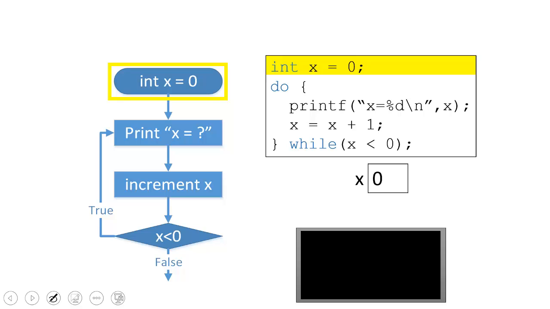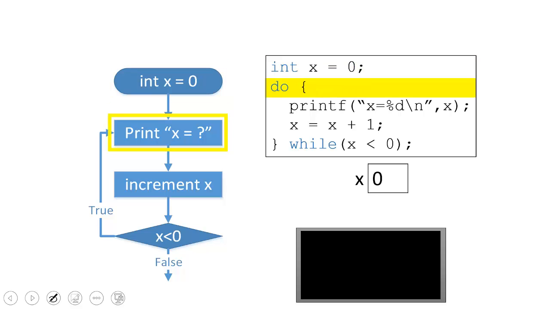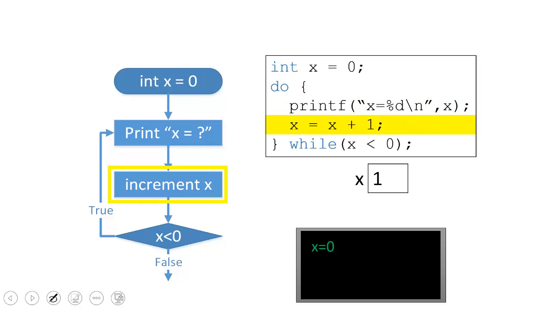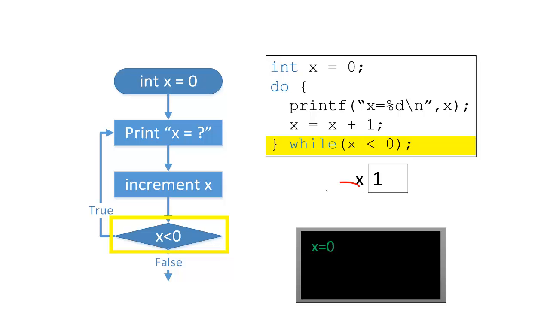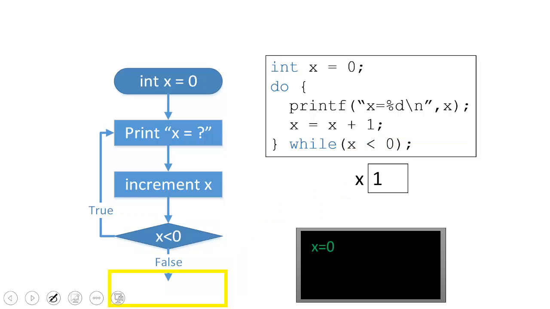So here we've got our initialization. We go into our do, but because it's the do, we have to do the loop body at least once. So we print x is equal to 0 onto our screen, increment x to 1, and now we check, is 1 less than 0? Absolutely not. So it's false. And now we finish our program.